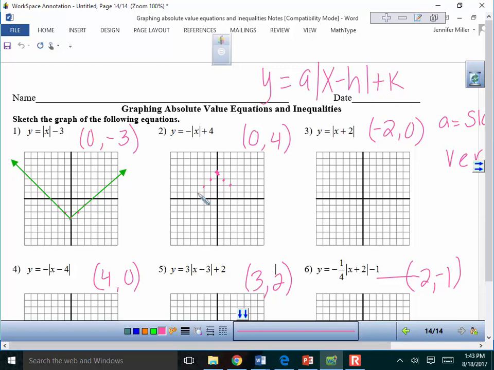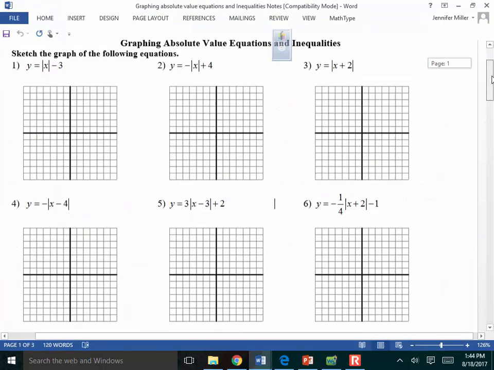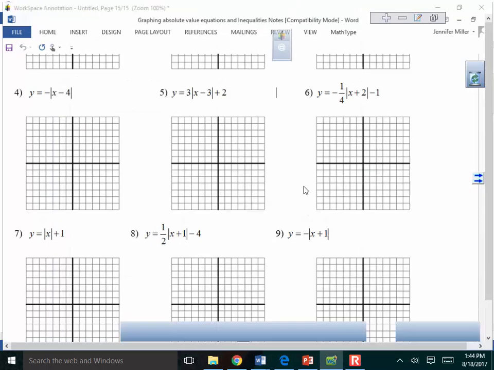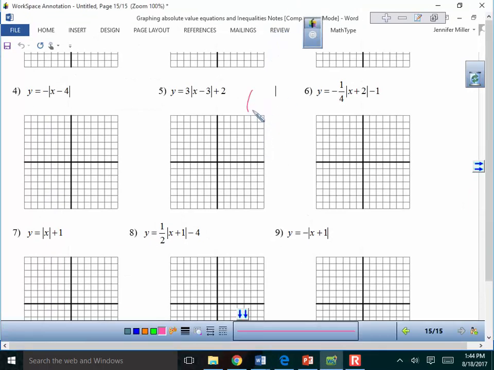Okay, so like this. All right, any questions? All right, let's look at number 5. I'm not trying to rush through this. I just don't want you to have to sit here and listen to me if you know what you're doing. On number 5, what is the vertex? What is the vertex, Joseph? The vertex is 3, 2? So you go right 3, up 2.